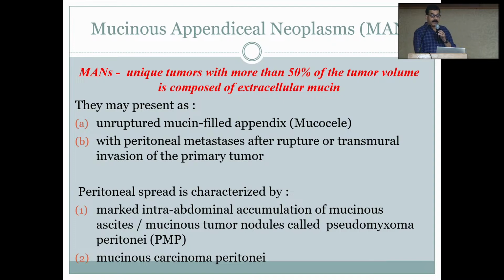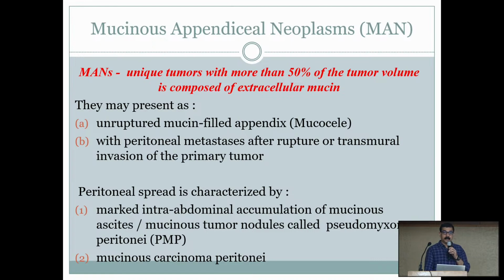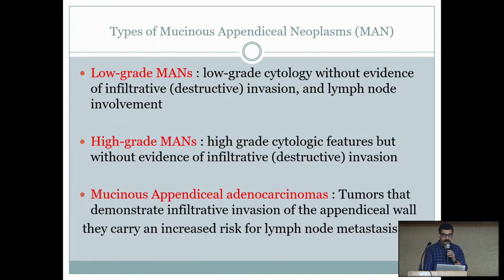Coming to the mucinous appendiceal neoplasms, or MANs, they are unique tumors with more than 50% of the tumor volume composed of extracellular mucin. As all of us know, the presentation can be an unruptured mucin-filled appendix, often called a mucocele of the appendix, which is diagnosed on ultrasound or CT scan, or it can be peritoneal metastasis after rupture. It can present as peritoneal carcinomatosis or even the jelly belly, that is, pseudomyxoma peritonei. These are the commonest presentations of mucinous appendiceal neoplasms.